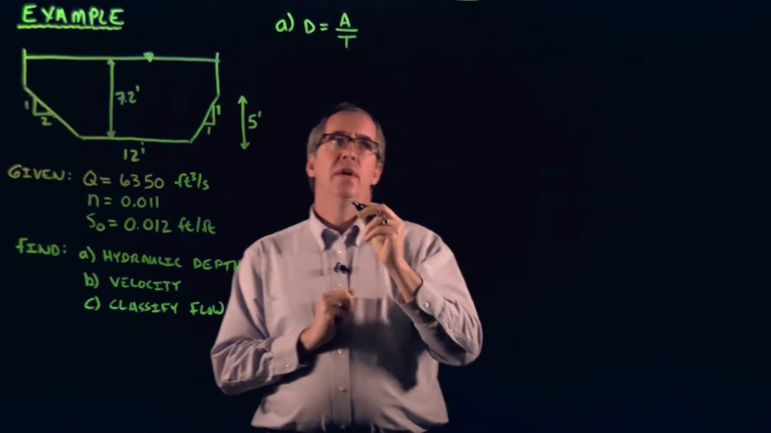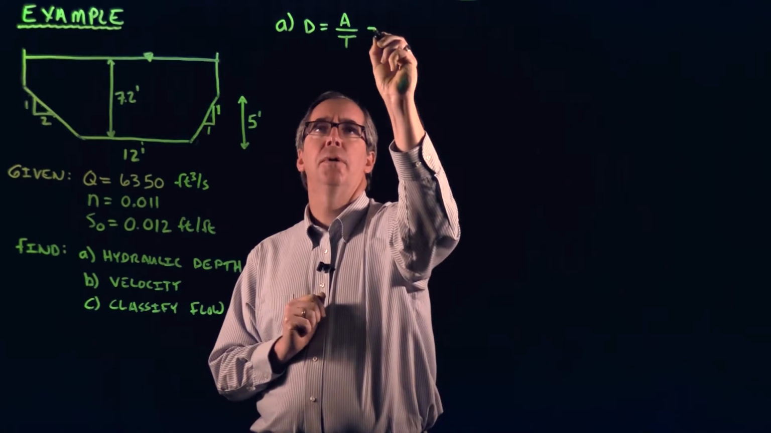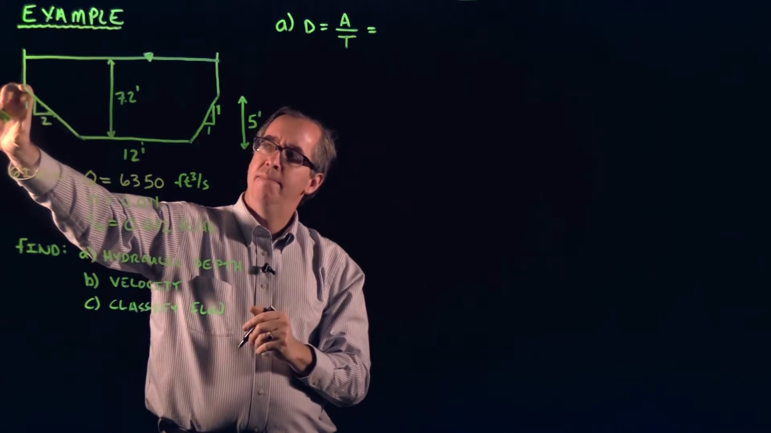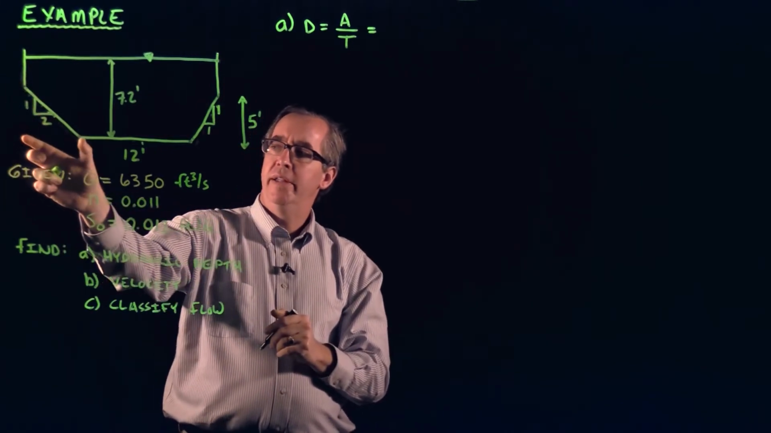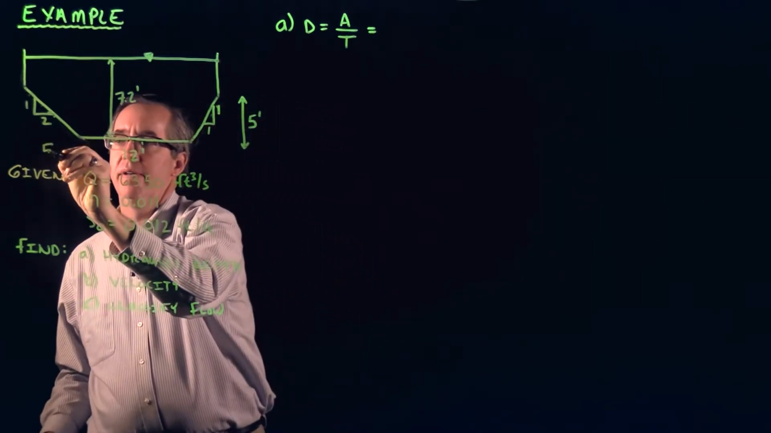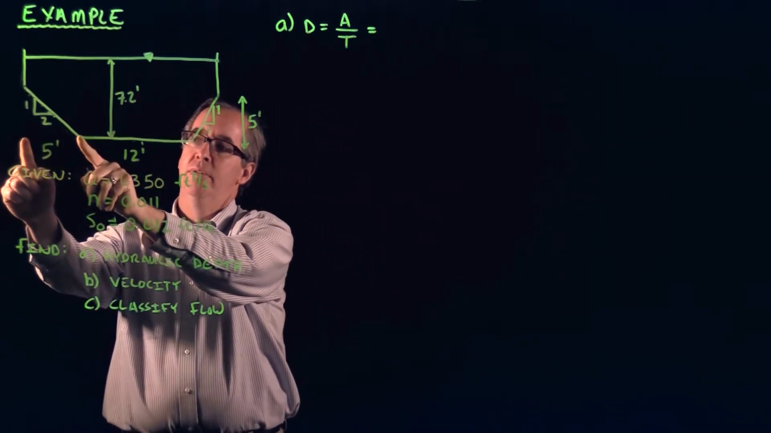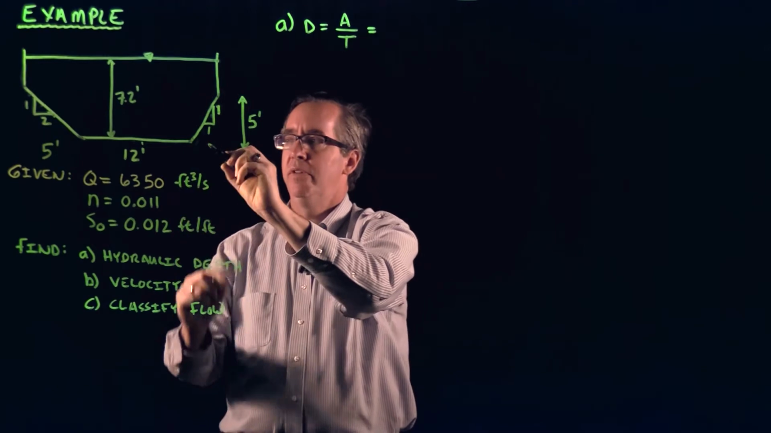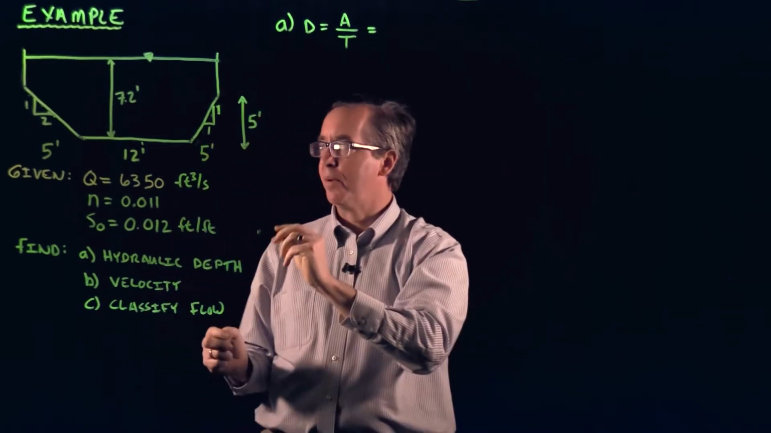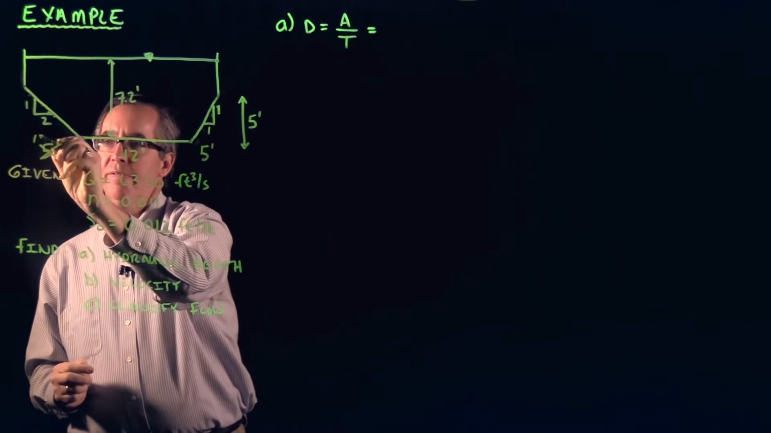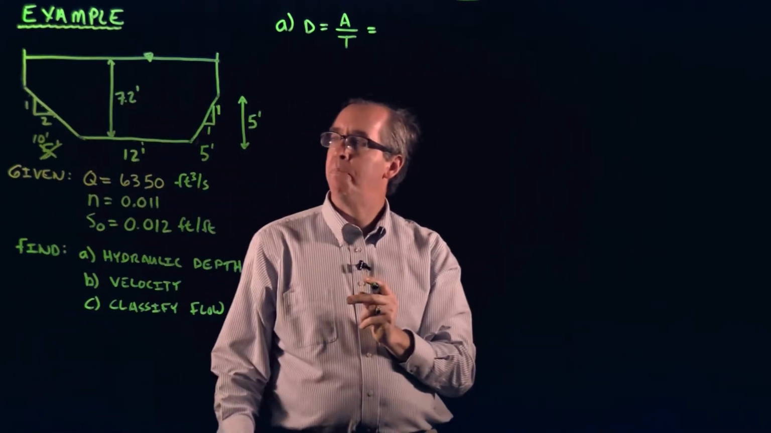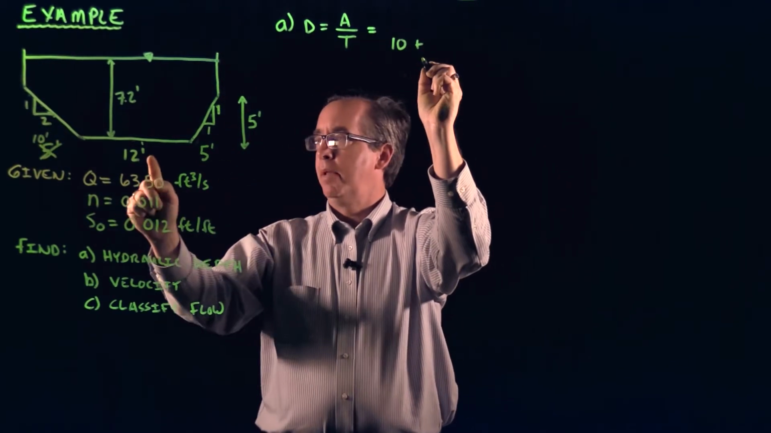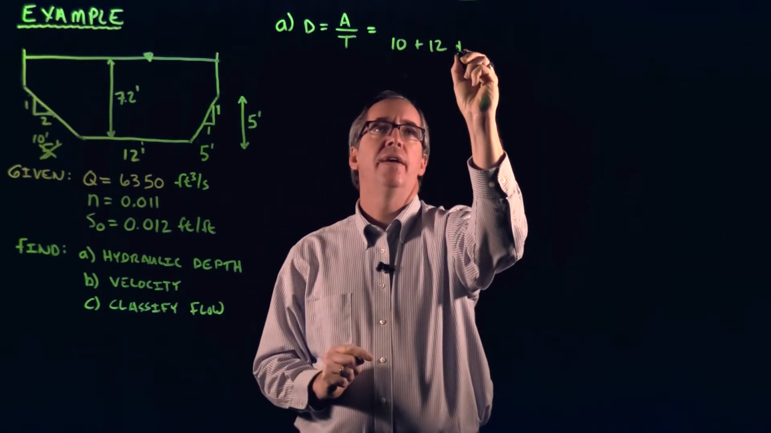I'm going to start with the top width. Now, if I know that this depth here is 5 and the slope is at a 2 to 1, then this piece right here is going to be 5 feet from this corner to the edge. Likewise, if this depth is 5 feet and it's a 1 to 1 slope, then this dimension here is actually 5 feet. Oh, looking at my numbers, I see that's not 5 feet. That would be 10 feet. There we go. So, the total width of this flow is going to be the 10 feet plus the 12 feet plus the 5 feet.